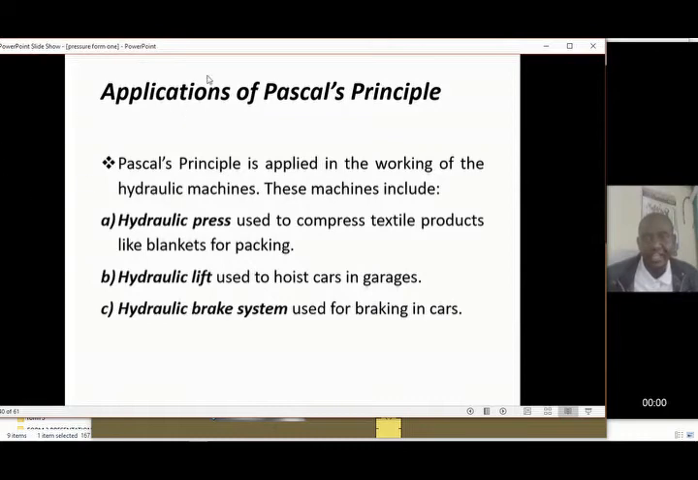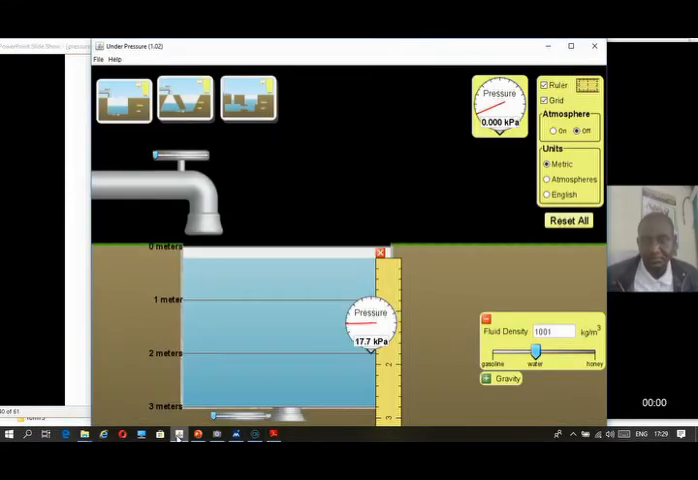Applications of Pascal's principle. Pascal's principle is applied in the working of the hydraulic machines. These machines include hydraulic press, used to compress textile products like blankets for packing, hydraulic lift, hydraulic brake system. So let's take hydraulic press. Take hydraulic press here.